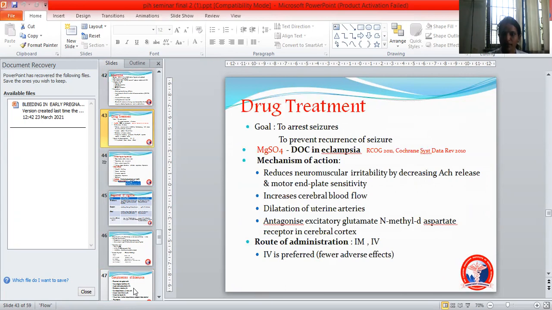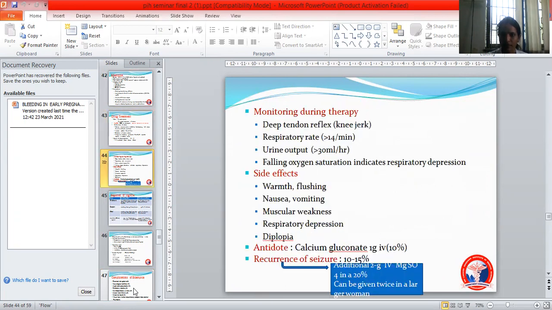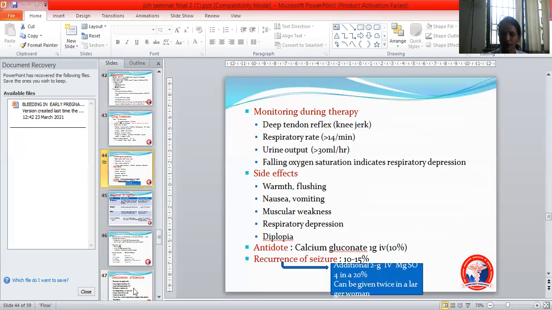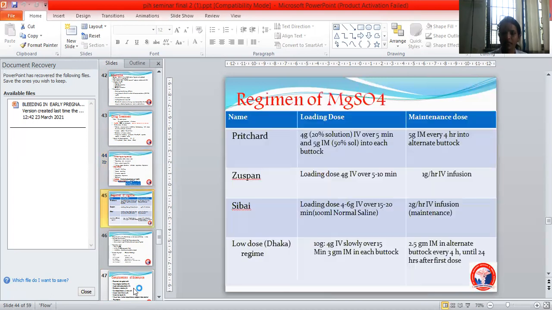Magnesium sulfate is the drug of choice that we give in eclampsia. We have to make sure that we monitor the deep tendon reflex, respiratory rate, urine output, and oxygen saturation when we are administering MgSO4. The most commonly used regimen is the Pritchard regimen, where we give 4 grams IV over 5 minutes and 5 grams IM into each buttock as the loading dose. And we continue the maintenance dose as 5 grams intramuscular every 4 hours into alternate buttock. So this has to be given for 24 hours from the loading dose or from the last seizure, whichever is later.